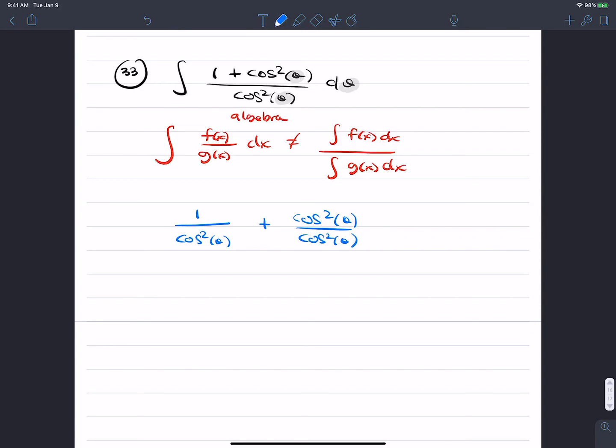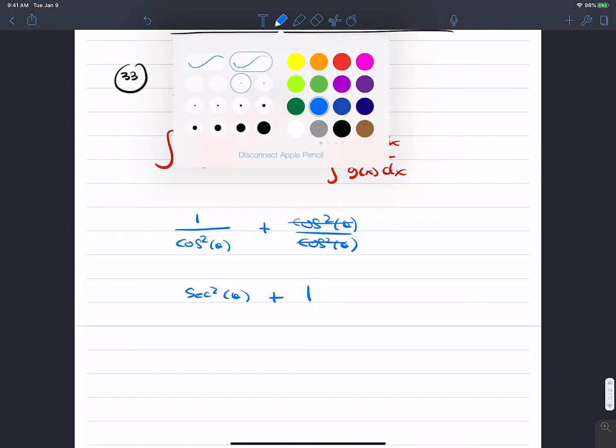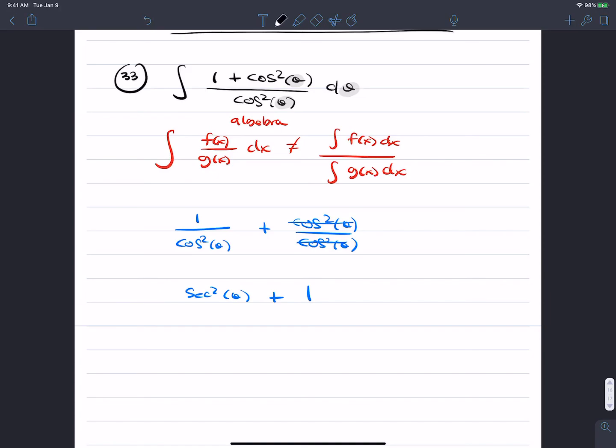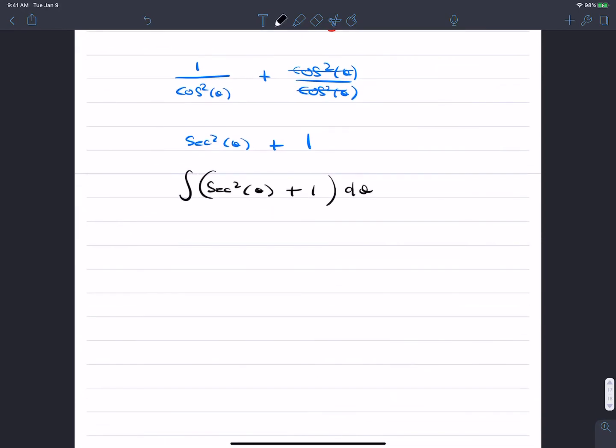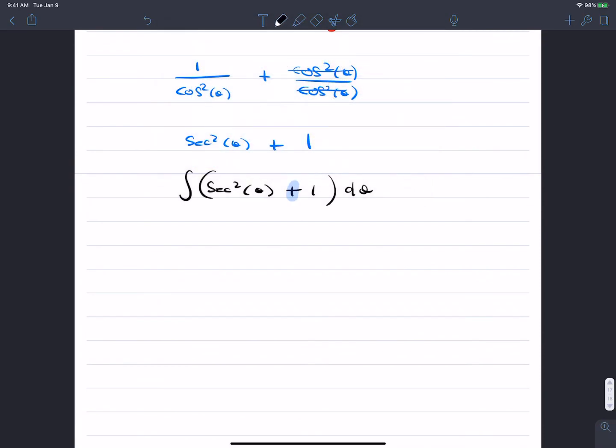So we got to use the algebra so we can simplify. And so 1 over cosine squared theta is actually secant squared theta. Cosine squared theta over cosine squared theta, anything divided by itself is 1. So what you're seeing here is that we have to integrate secant squared theta plus 1 with respect to theta. That's why we put the d theta. So now we can say the integral of a sum again, here's your sum, is sum of integrals.